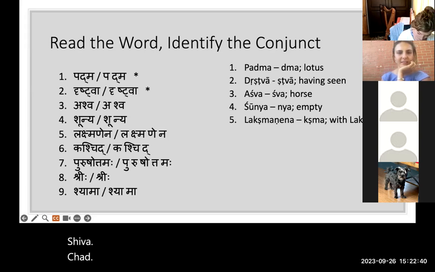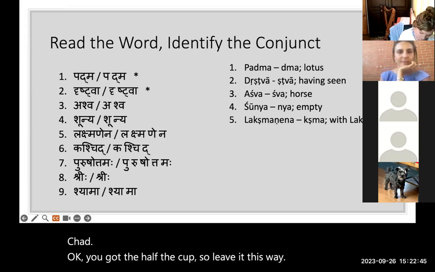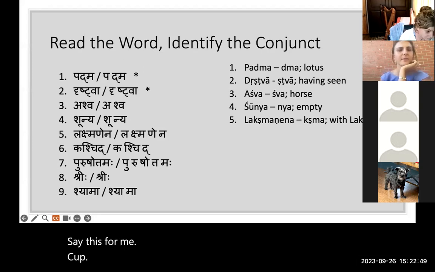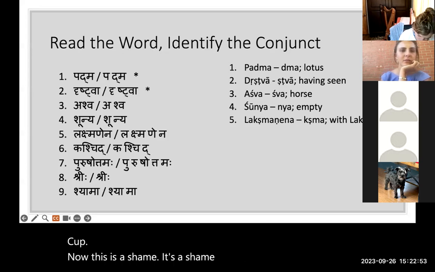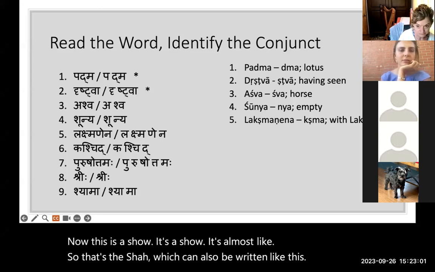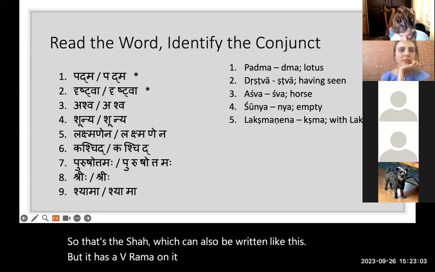Okay, you got the half the ka. So think of it this way. Say this for me. Ka. Now this is a sh. It's almost like... So that's the sha, which can also be written like this, but it has a virama on it. And then you have sha.